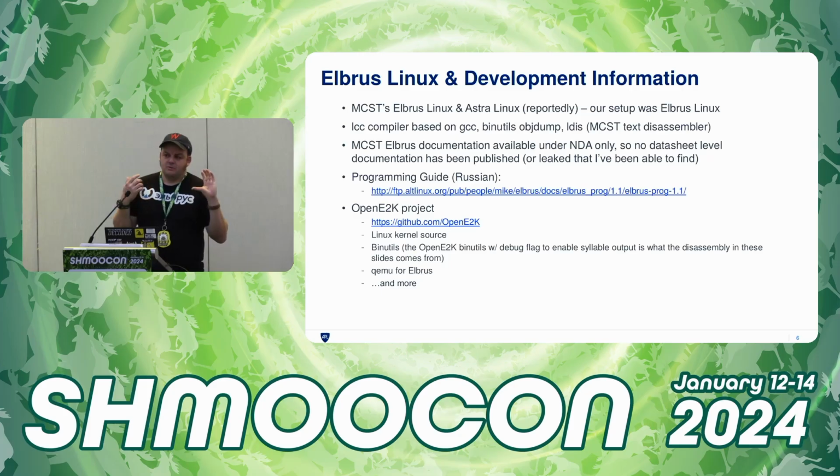Unfortunately, with Elbrus, they don't publish any of that information. They hold all of that information, as far as we know, under NDA. So what that means is basically we got a box that had Elbrus Linux on it, and it had some of their utilities like the LCC compiler and LDIS, which was a text disassembler, and that's basically it. I was hoping for leaked data sheets, but anything out there, I couldn't find it.